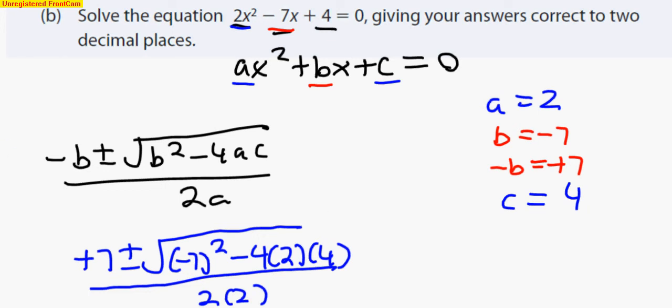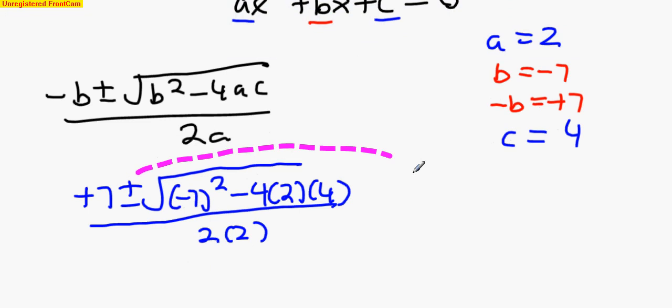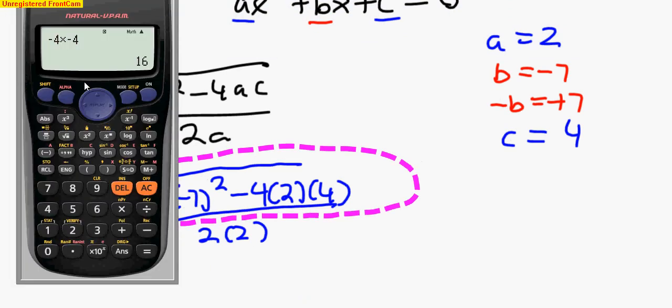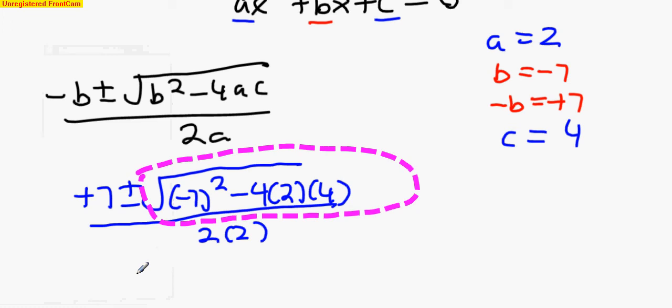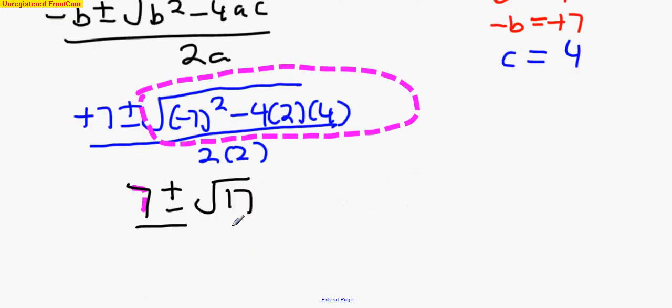Now what we can do with the calculator is we can just do this part here all in one swoop. So we take out the calculator, and what we do is we press the square root. Now please use your brackets. To get this right, you gotta use your brackets, okay? Minus 7 squared minus 4, bracket 2, bracket 4. And what we get is root 17. We just leave it as root 17 for a minute. So we're going to get 7 plus or minus root 17 all over 4. Okay? Because 2 by 2 is 4.